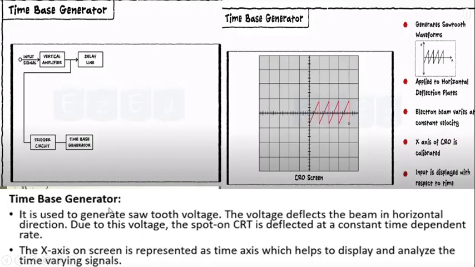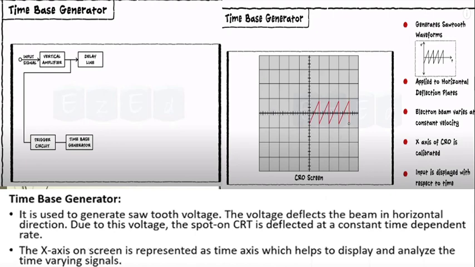Now the next block is the time base generator. The input signal is given to the vertical amplifier, then to the delay line and the trigger circuit, and the next block is the time base generator. It is used to generate a sawtooth voltage. The voltage deflects the beam in the horizontal direction. Due to this voltage, the spot on the CRT is deflected at a constant time-dependent rate. The x-axis on the screen is represented as the time axis, which helps to display and analyze the time varying signal.